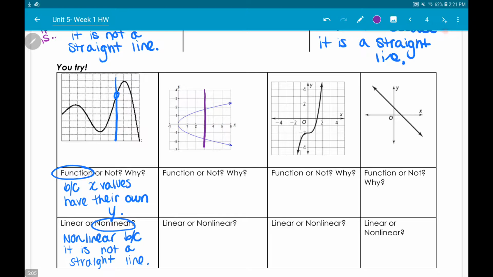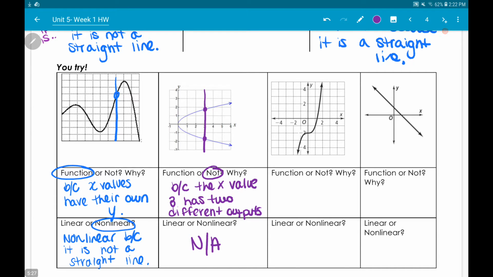All right, why don't you try the next one? Okay, at this point, you tested your vertical line. It is not a function. So that means I cannot answer my second part.